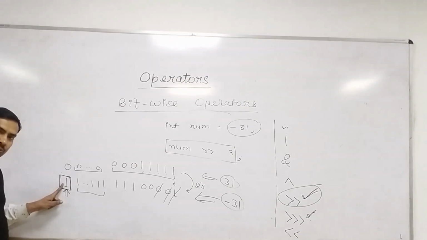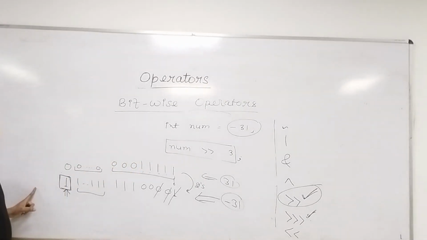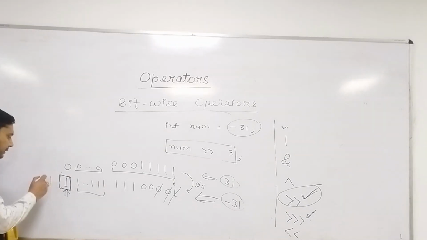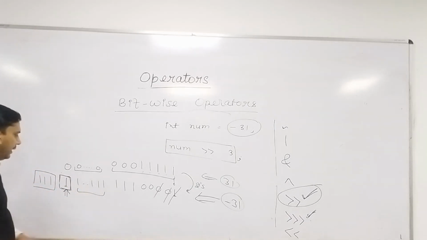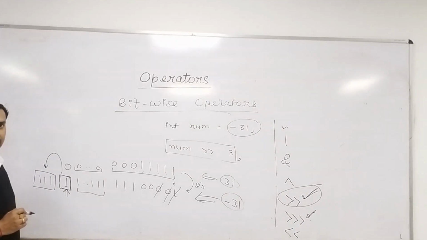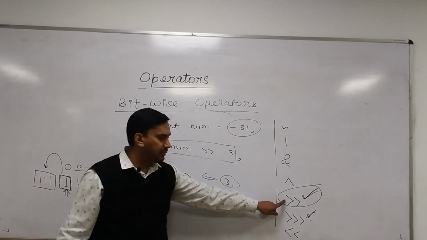If the sign bit is 0, the right shift operator will put zeros here. But if the sign bit is 1, it will put all ones here. So 3 bits you have discarded, so it will put 3 ones. Why 3 ones? Because the sign bit was 1. Fine. So this is the difference between the unsigned right shift and signed right shift.